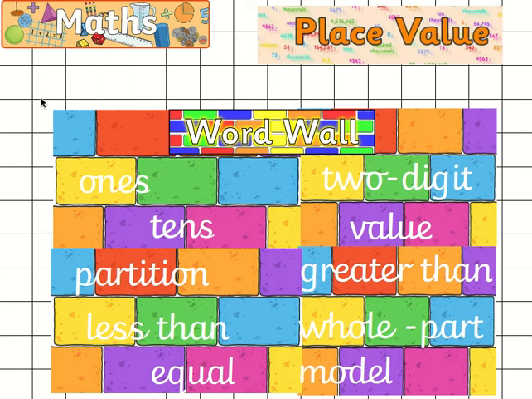Okay, so we've still got our word wall, and our word wall hasn't changed. Our main vocabulary for our place value is our ones, our tens, partition, which we know from yesterday's lesson to be splitting a number into its value, which is over here. 2-digit, we know that's the numbers that we've been working with. Less than and greater than, we know through our symbols. Equal can mean the same, or it can be the answer to a calculation. And whole part model, again, that is what we looked at yesterday with our 3 bubbles.